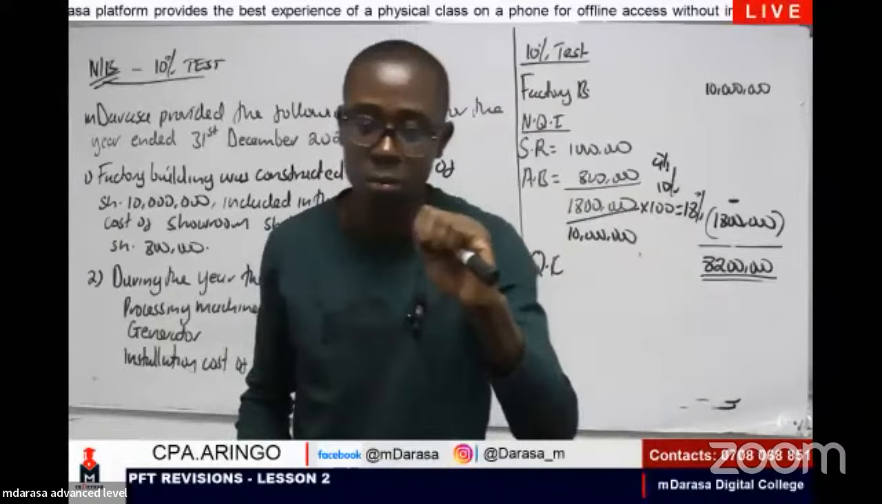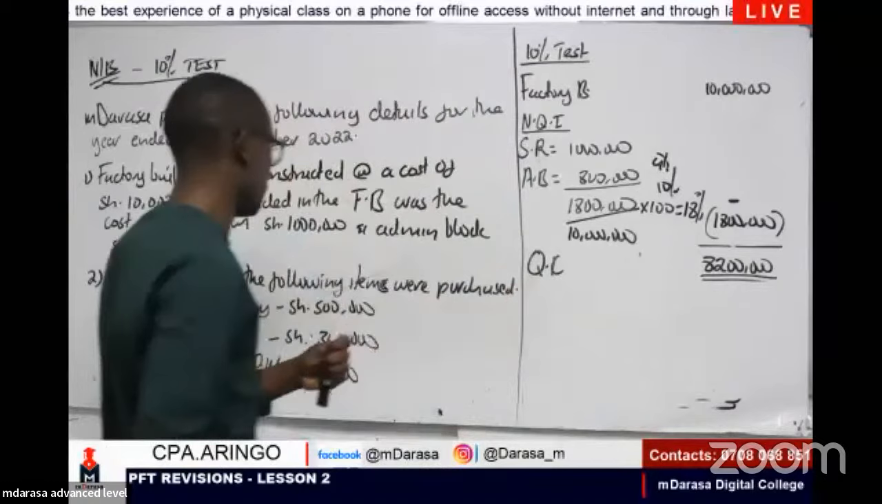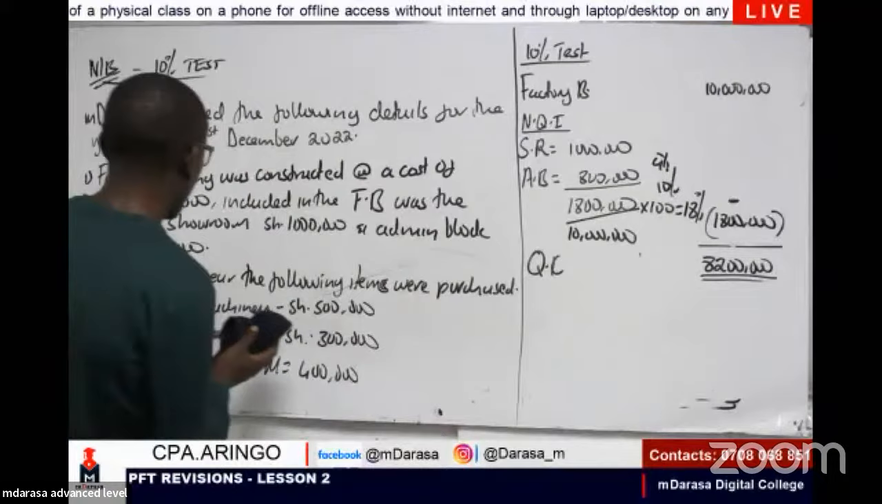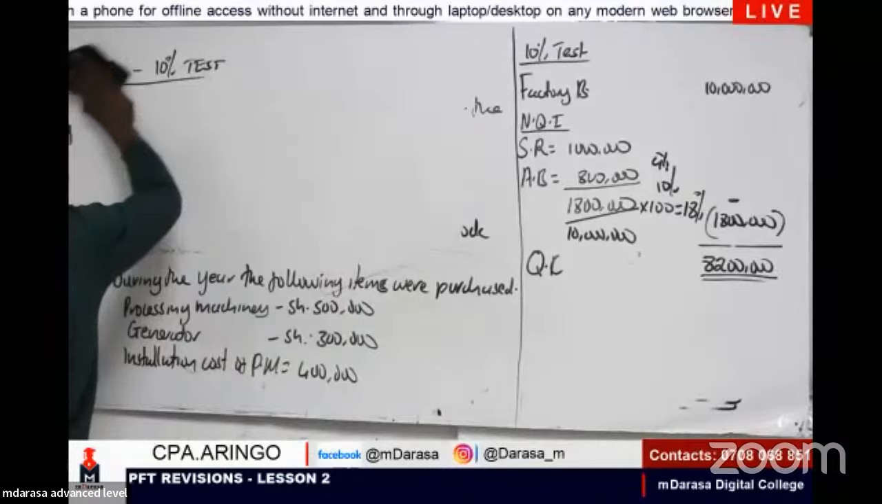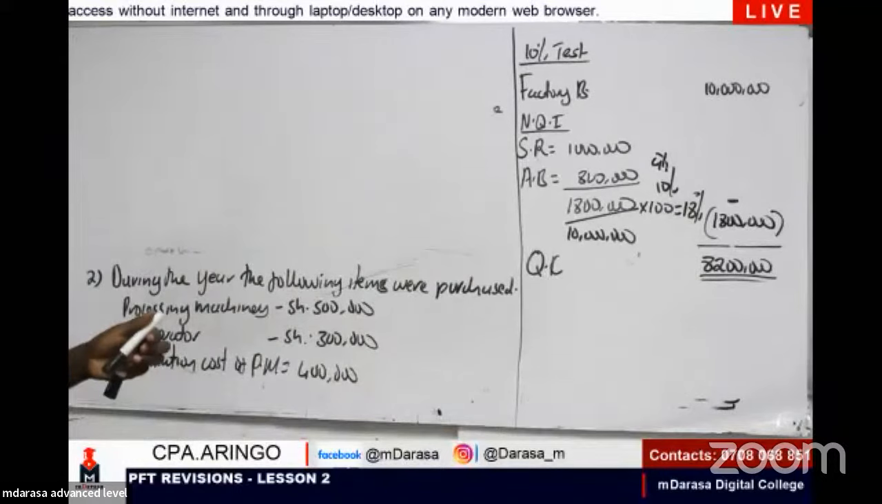Now, our question will not end there. We will have to determine our capital allowance. In this case, we're talking about IBD. So how are we going to go about it, my dear students? I'm having my IBD here.